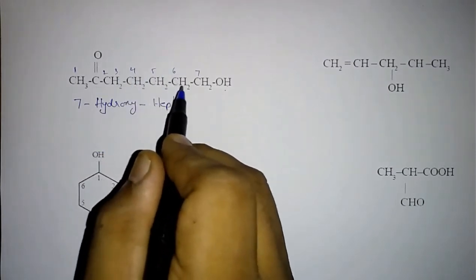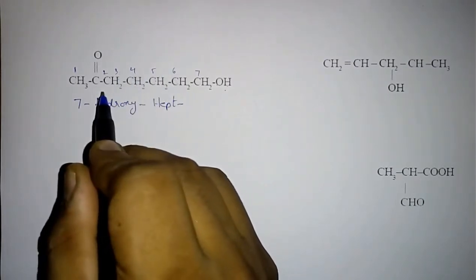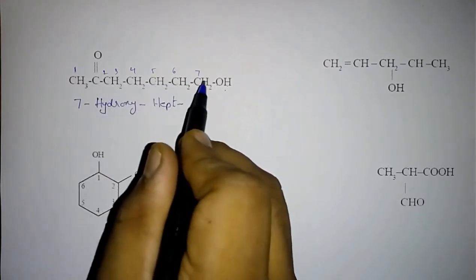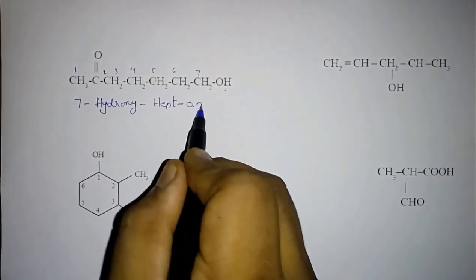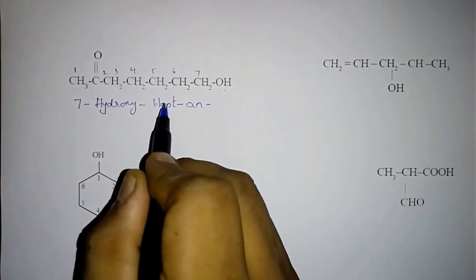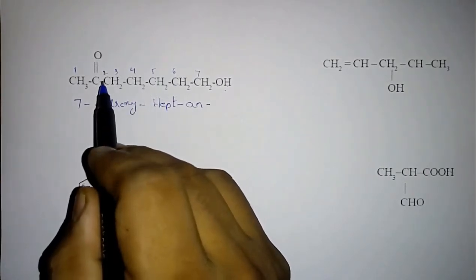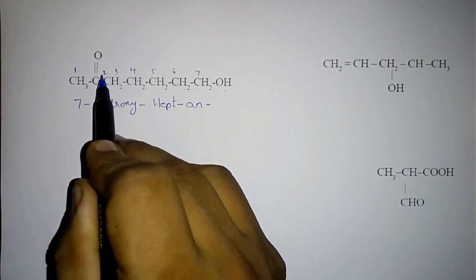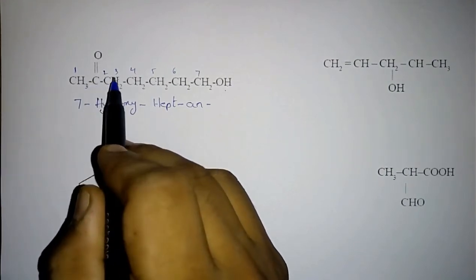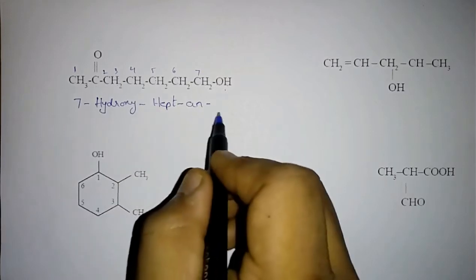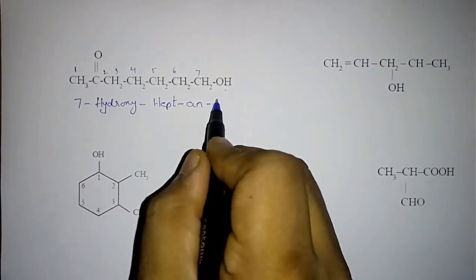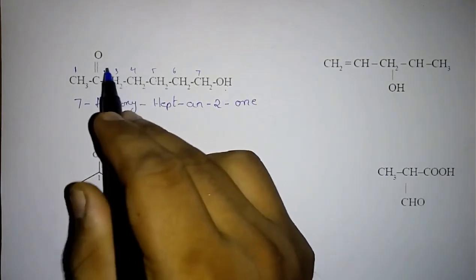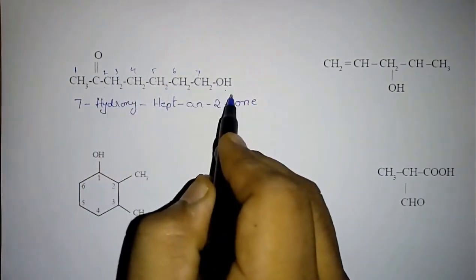Next we will observe whether any saturated or unsaturated compound is present. If you observe here, all are single bonds. Since it is single bond, you will write simply as what? An. Okay, over. Then the last part is our main functional group. On which carbon is it present? On the second carbon. So what will we write here? 2-O. Why O? Since it is a ketone, you will write it as O.